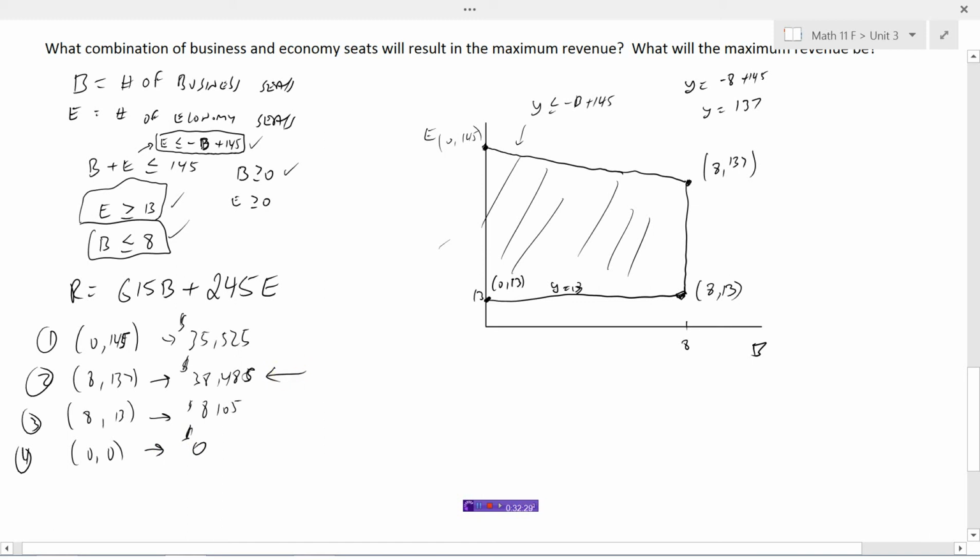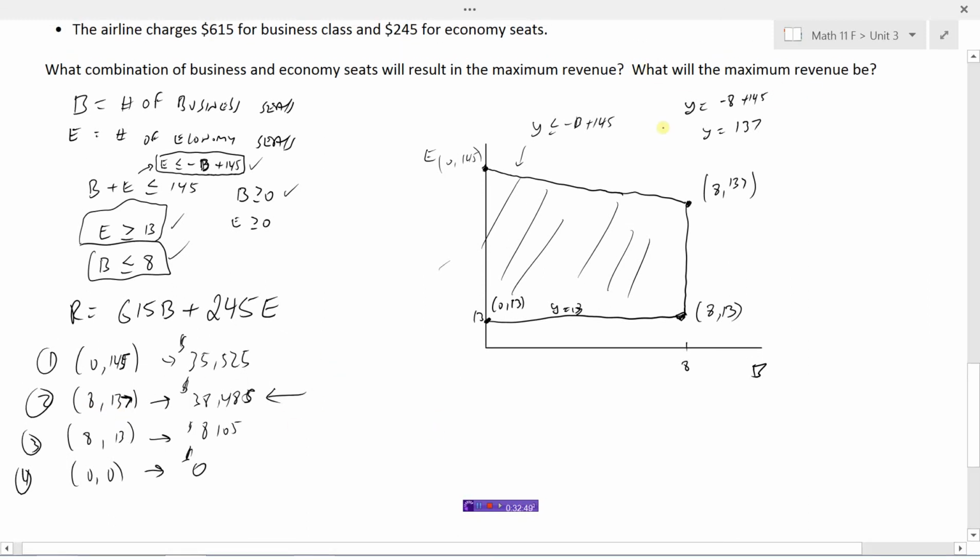But we want to maximize revenue, so we have found right now, right here, we could answer this question: what combinations of business and economy seats would result in the maximum revenue? We could write down we should have 8 business class seats and 137 economy seats. And what will the maximum revenue be? The maximum revenue will be $38,485. So there's how we can use the systems of inequalities with an objective function to find out maximum or minimum values.